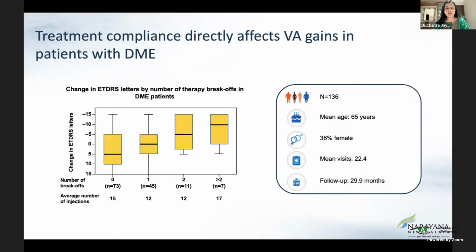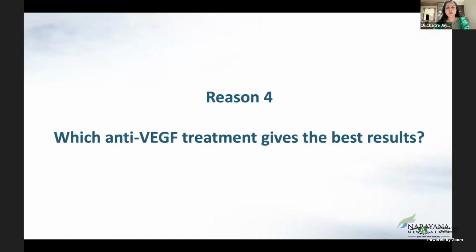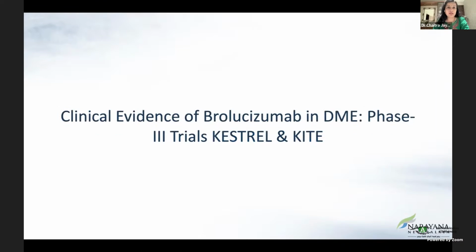This was one study that had a follow-up for close to 30 months, and it shows that the change in ETDRS letters with therapy breakoffs in DME was much, much lesser. This is another paper that was recently published that shows that compliance and therapy adherence are most important for good visual acuity outcomes. Then we want to know which anti-VEGF gives us the best results, because we do have quite a few options available, but which gives the best results?